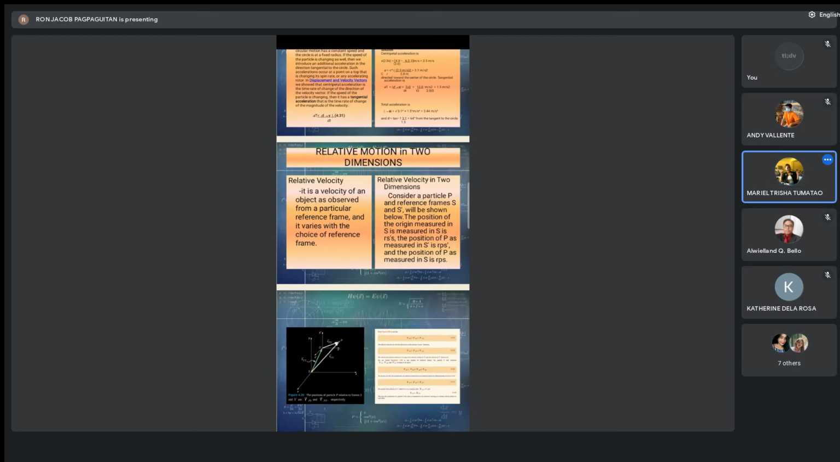Good afternoon, everyone. I am going to discuss the topic 4.5, relative motion in 1 and 2 dimensions. When you hear the word relative velocity, what comes up in your mind? For me, it talks about the velocity of an object relative to something else. Before we proceed to relative motion in 2 dimensions, we'll first discuss relative motion in 1 dimension.